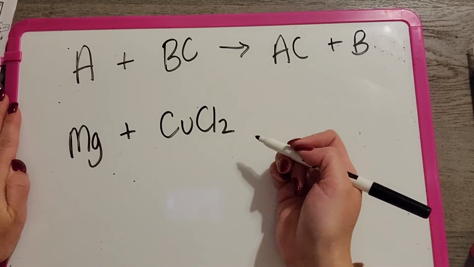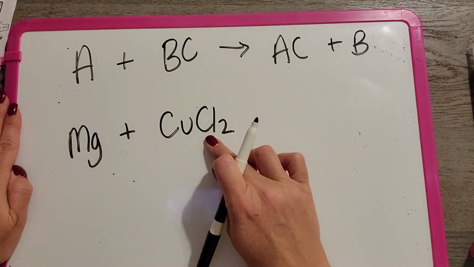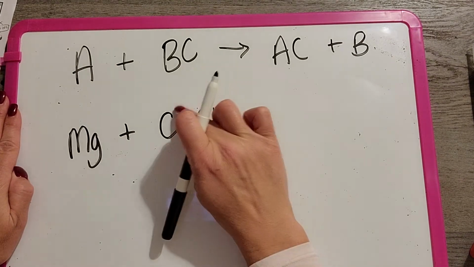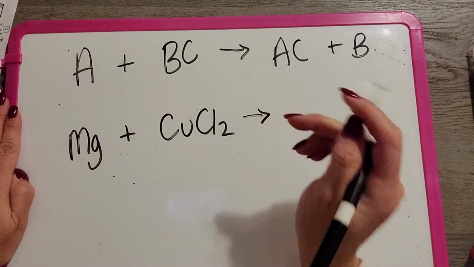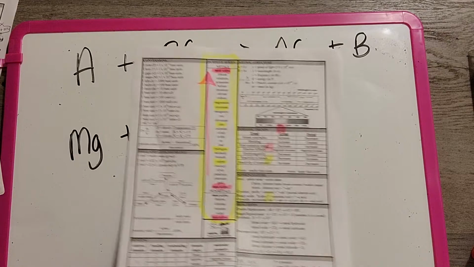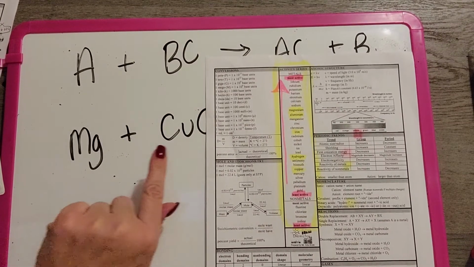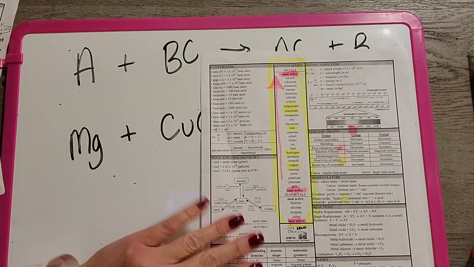How do I know that's copper 2 chloride? Because the chloride ion Cl was a -1. That means that this 2 had to have come from copper. So this is going to be copper 2 chloride. So is this reaction going to happen? So we got to check our chart. Is metal A more reactive than metal B? So we're looking at magnesium and copper.